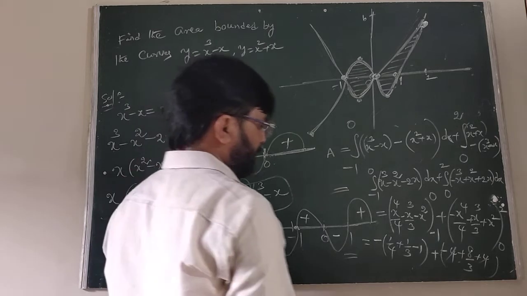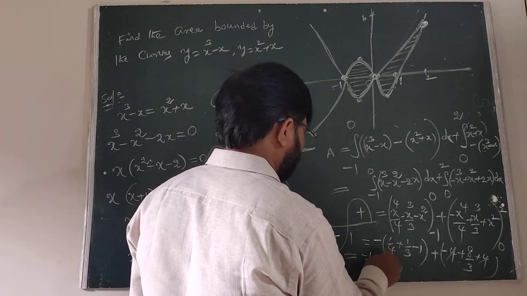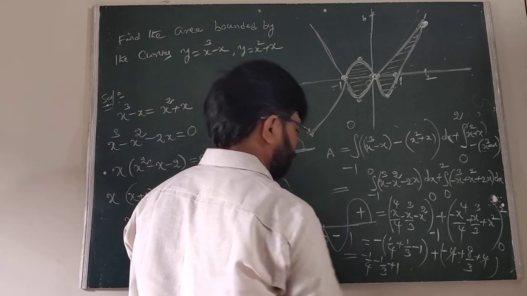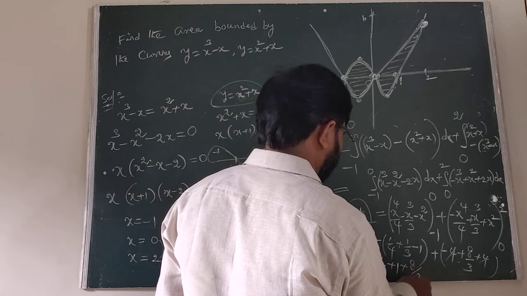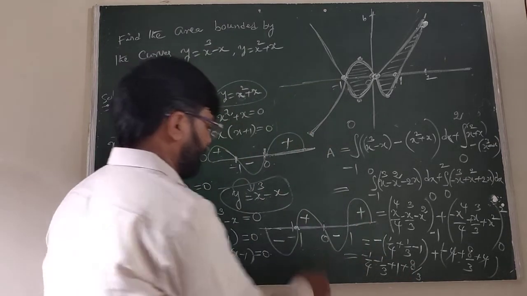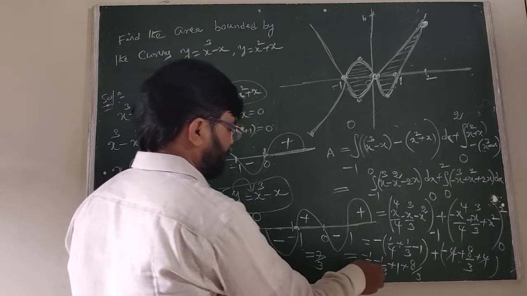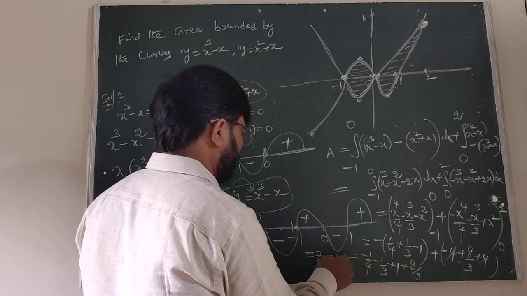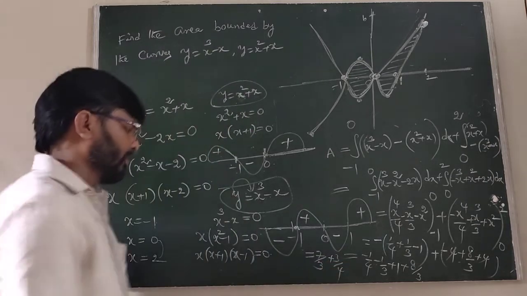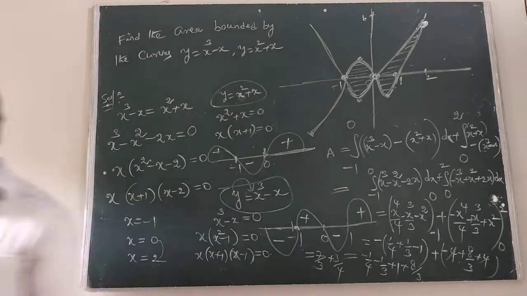Okay, what do you get here? This is minus 1 by 4 minus 1 by 3 plus 1. We got 8 by 3. 8 by 3 minus 1 by 3 is 7 by 3. Okay students, this is plus 1, 4 minus 1 is 3 by 4. Now we take the LCM, which is 12.